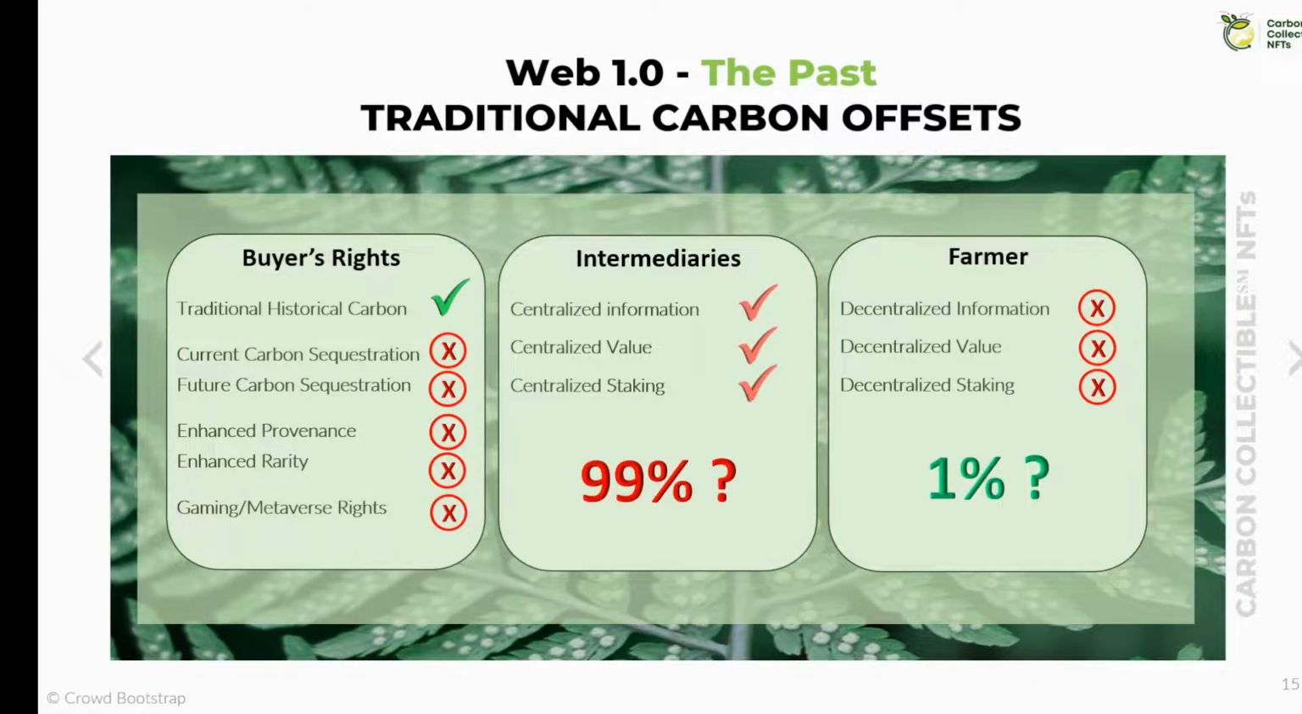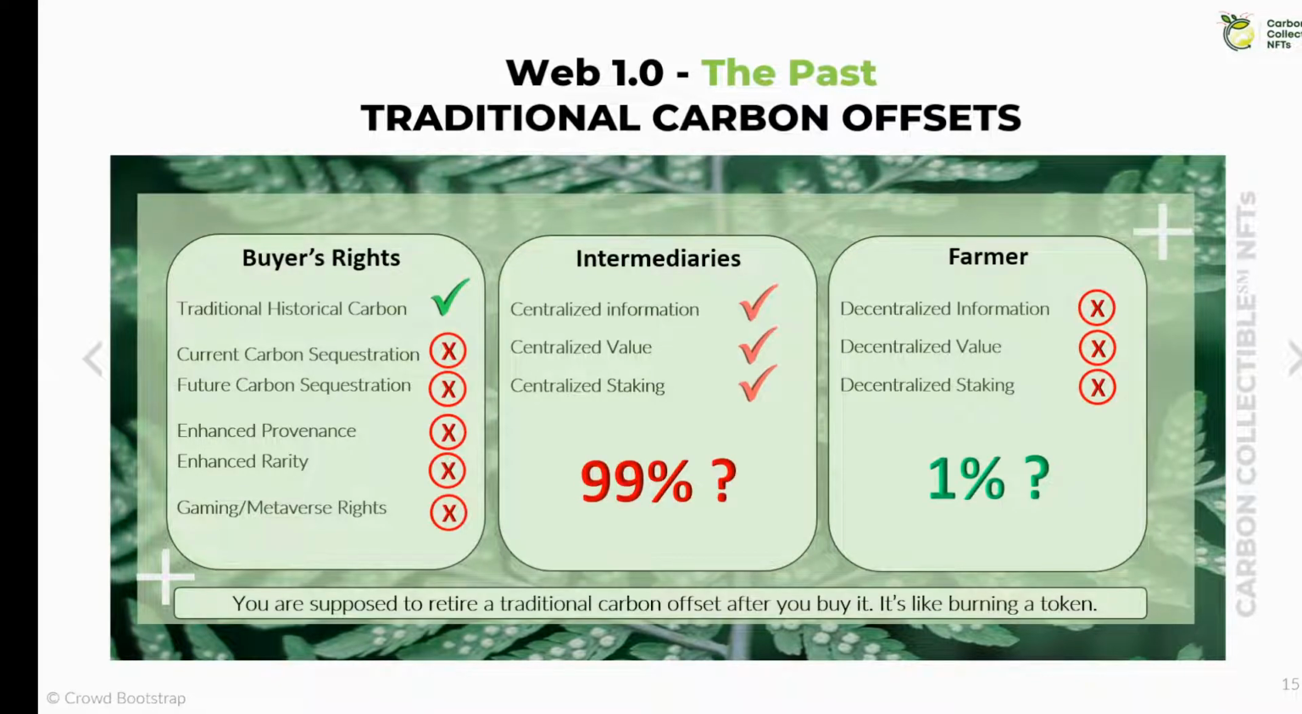So this is actually showing that traditional carbon offsets are really a Web 1.0 solution. They have traditional historical carbon, but the information, value, and staking are all consolidated in these intermediaries, and the farmers are kind of left out of the equation. For typical Web 1.0 solutions, the farmer gets less than 1% of the value.